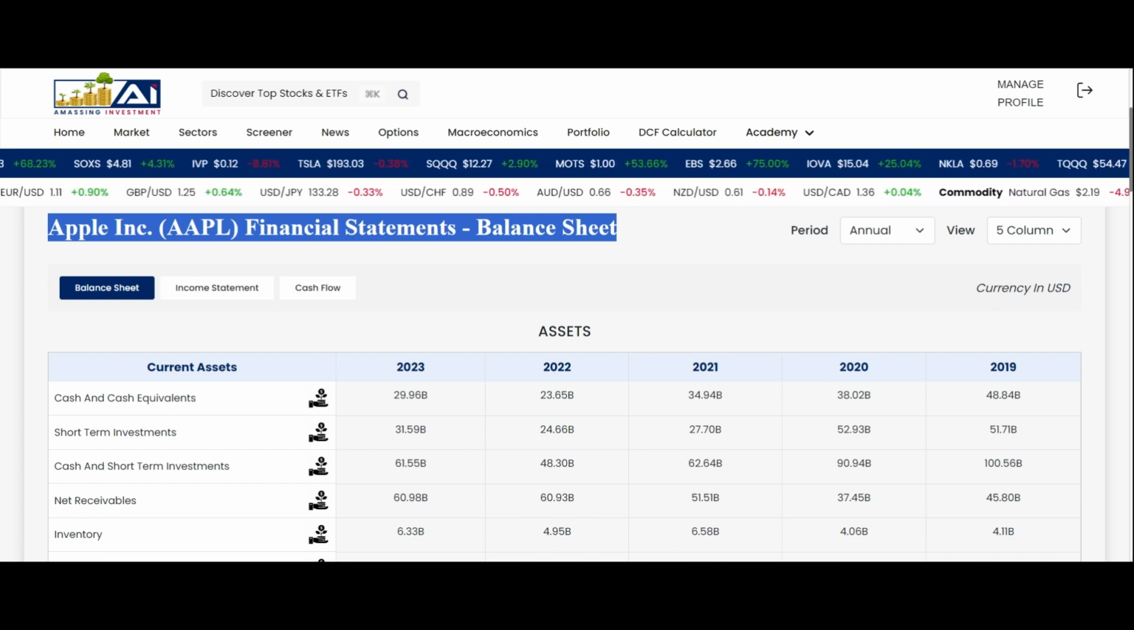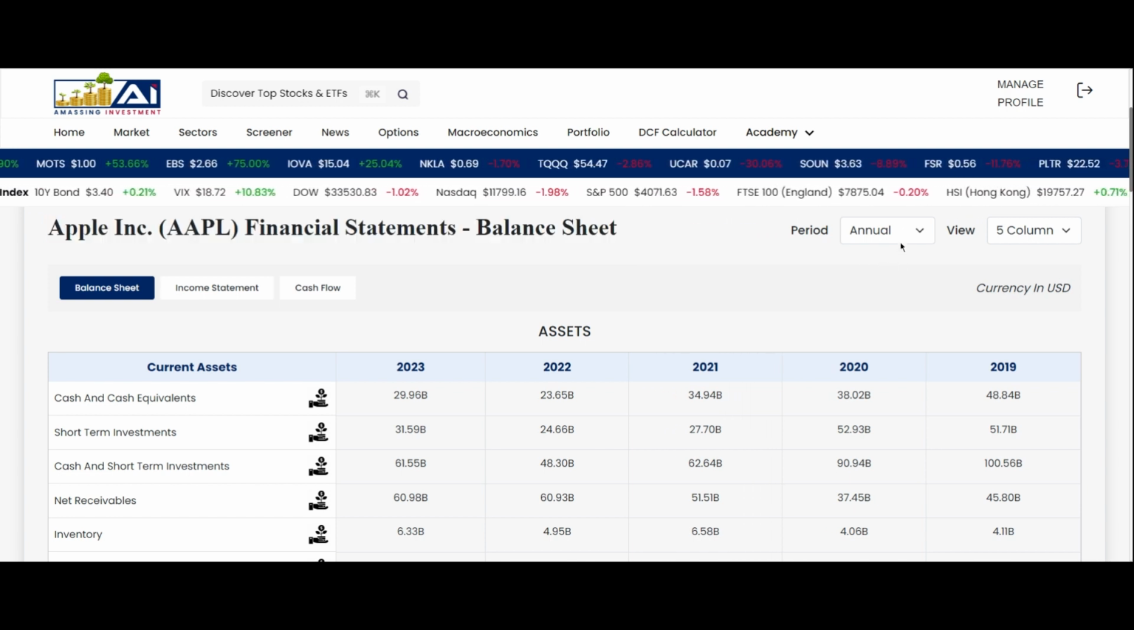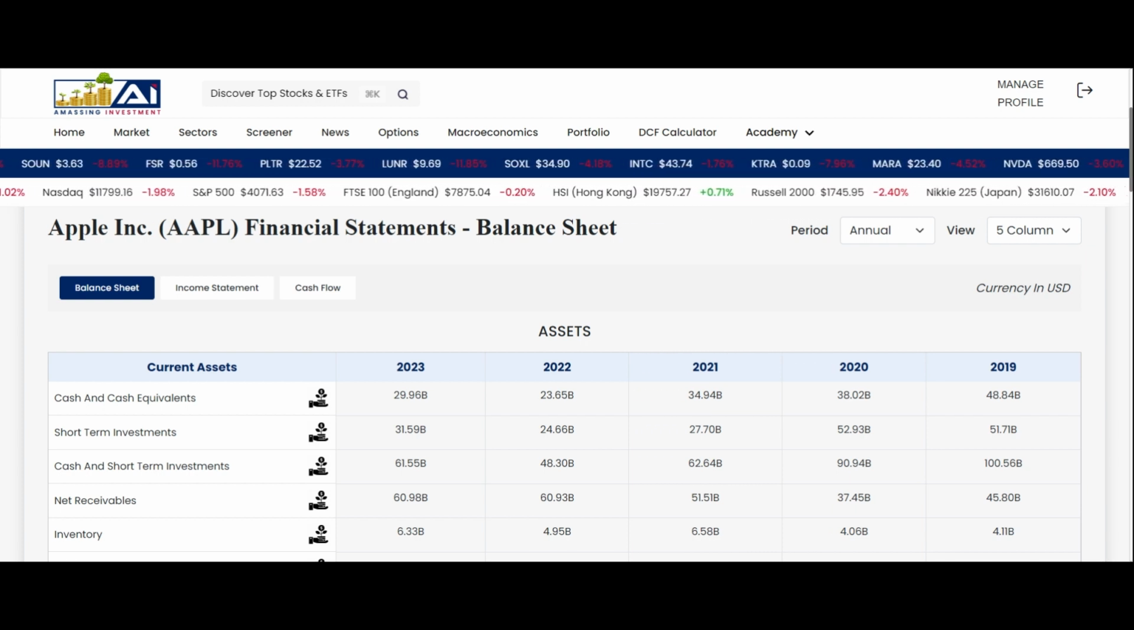Our journey begins with the balance sheet, a critical snapshot capturing AAPL's financial condition at a precise moment. This statement is a balance of what Apple owns, its assets, against what it owes, its liabilities. The difference? Shareholders' equity, a key indicator of company value.